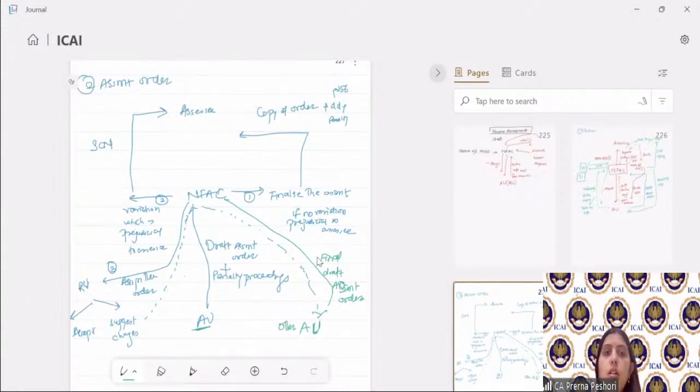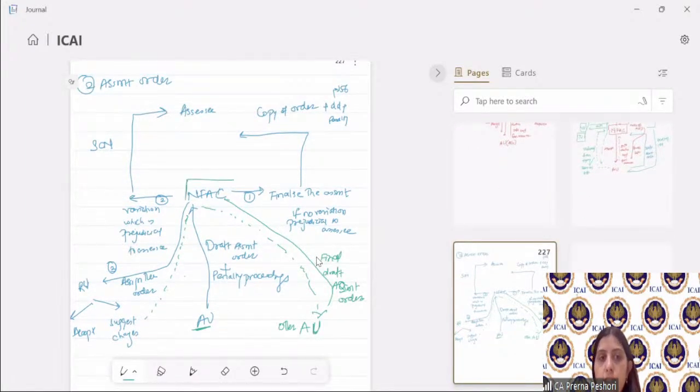So what is happening here is that NFSC, when it is receiving a draft assessment order from AU, can send it to the review unit for the purpose of checking the correctness of the order. Review unit, if it accepts, then NFSC can just finalize the assessment, or the review unit can suggest changes. When it is suggesting the changes, then the NFSC will give it to the other AU, other than the one which has prepared it. And this other AU, based on the recommendations of the review unit, can finalize a draft assessment order and send it back to NFSC, which will then again either finalize the assessment or give a show cause notice to the assessee.